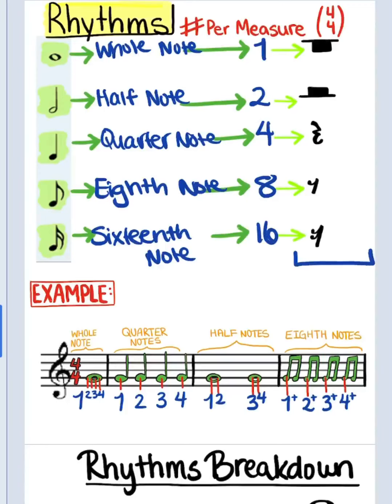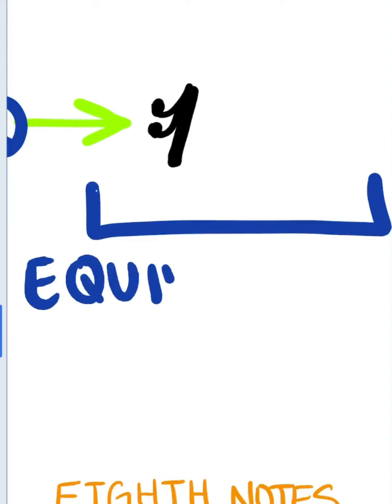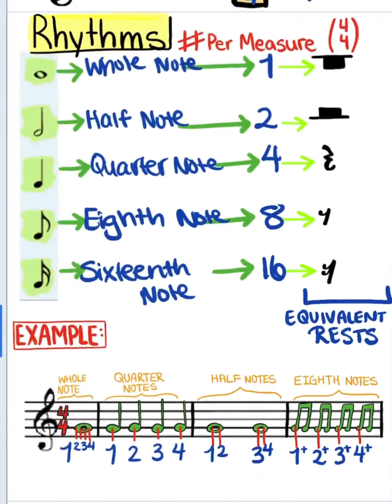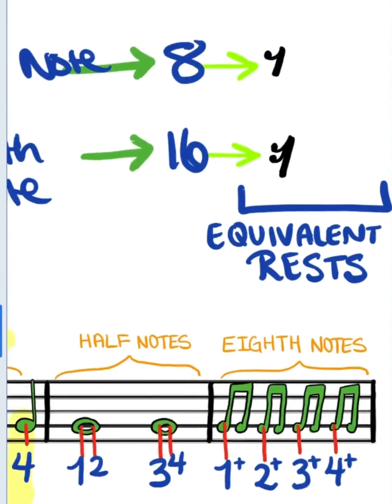Okay, now on our right hand over here, we have our equivalent rests. And these are worth the same note value as the notes, and we'll go into more detail of those later. Okay, so now for an example, in this first measure we have the whole note, and as you can see it's worth 4 beats. And the next one here we have our quarter notes, and each note lines up with a beat, so 1, 2, 3, 4.